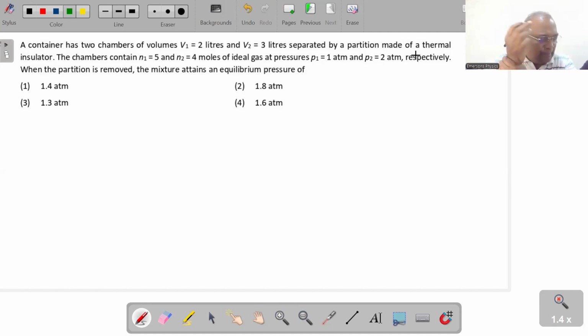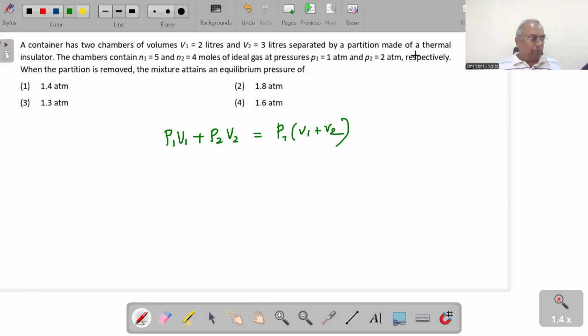I will teach you a simple method to solve this sum. Here P1, V1, nothing is mentioned about temperature. P2, V2. When they were separate, P1, V1, and that was another chamber. When they are brought together, P total into V1 plus V2. That's all. So we can directly find the pressure.